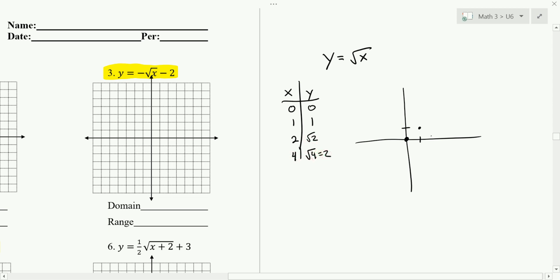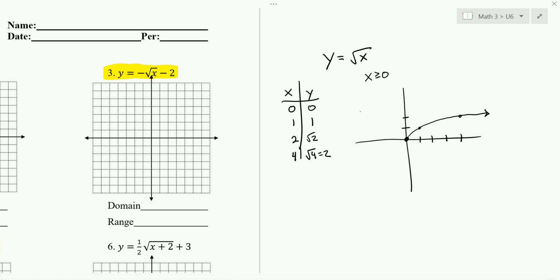So if you go right 4, you go up 2, and you get this curve, keeps going to the right, and the domain starts at 0, because we cannot plug any negative numbers into this, because you can't take the square root of a negative number, so x has to be greater than or equal to 0 for our domain.